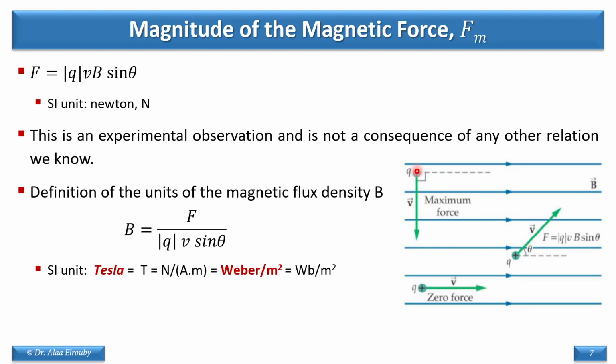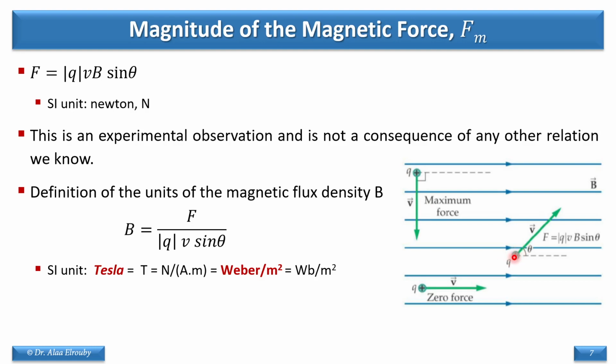If we have this charge moving in a direction that is perpendicular to the direction of the magnetic field, there will be a magnetic force that is perpendicular to both of them, because this is the definition of the cross product. So you put the fingers of your right hand along the direction of V, and then rotate your fingers towards the direction of B. This will give you the direction of the force. In this case, the direction of the force is out of the screen.